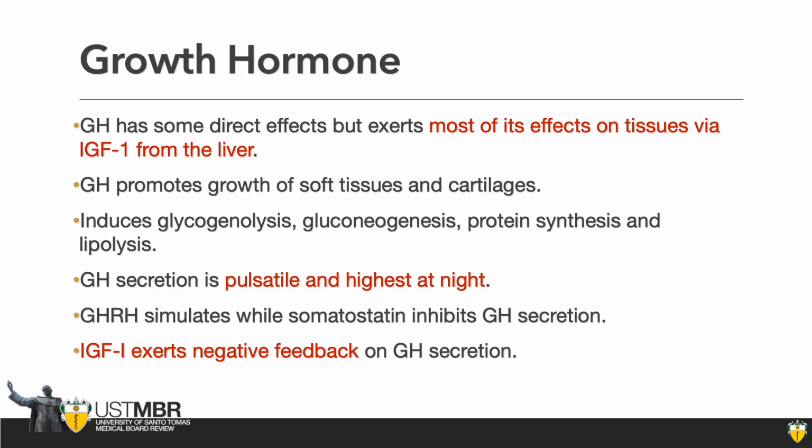Most of the tissue effects of growth hormone are through IGF-1. Within the liver, there are receptors for growth hormone, and if your growth hormone goes up, the liver will be stimulated to produce IGF-1. It's the IGF-1 that exerts the majority of the growth-promoting effects of growth hormone. But growth hormone does have direct growth-promoting effects.